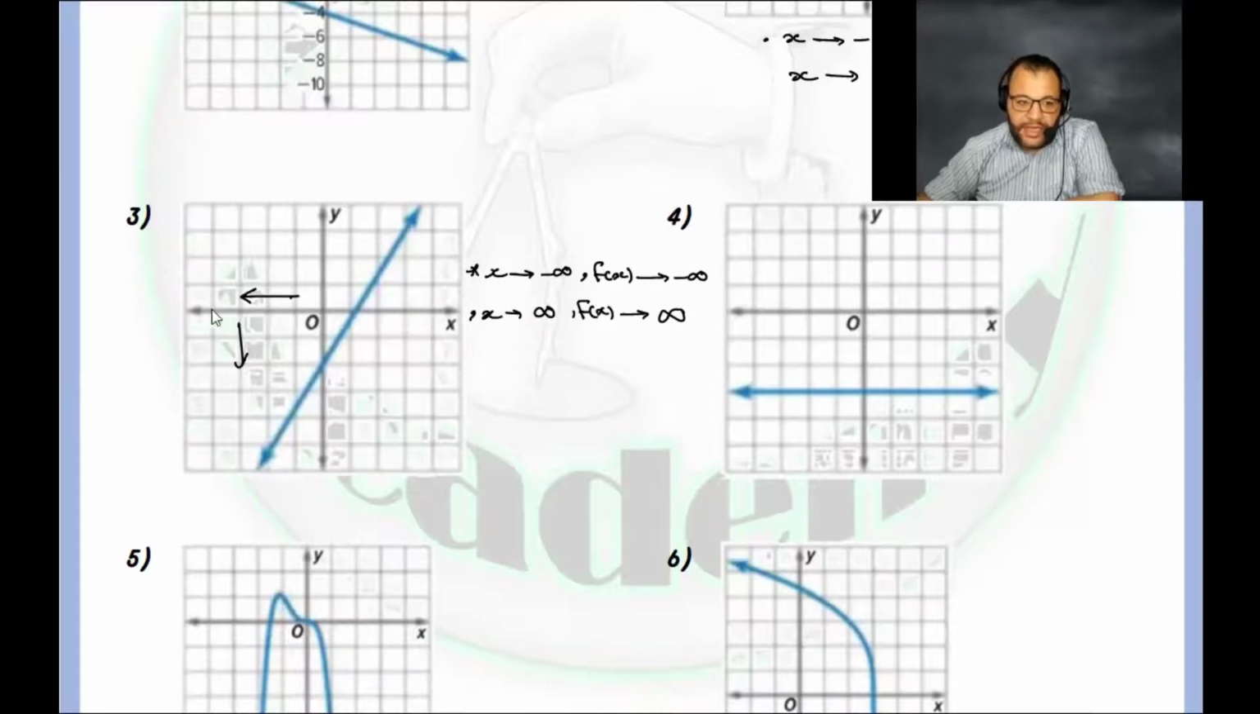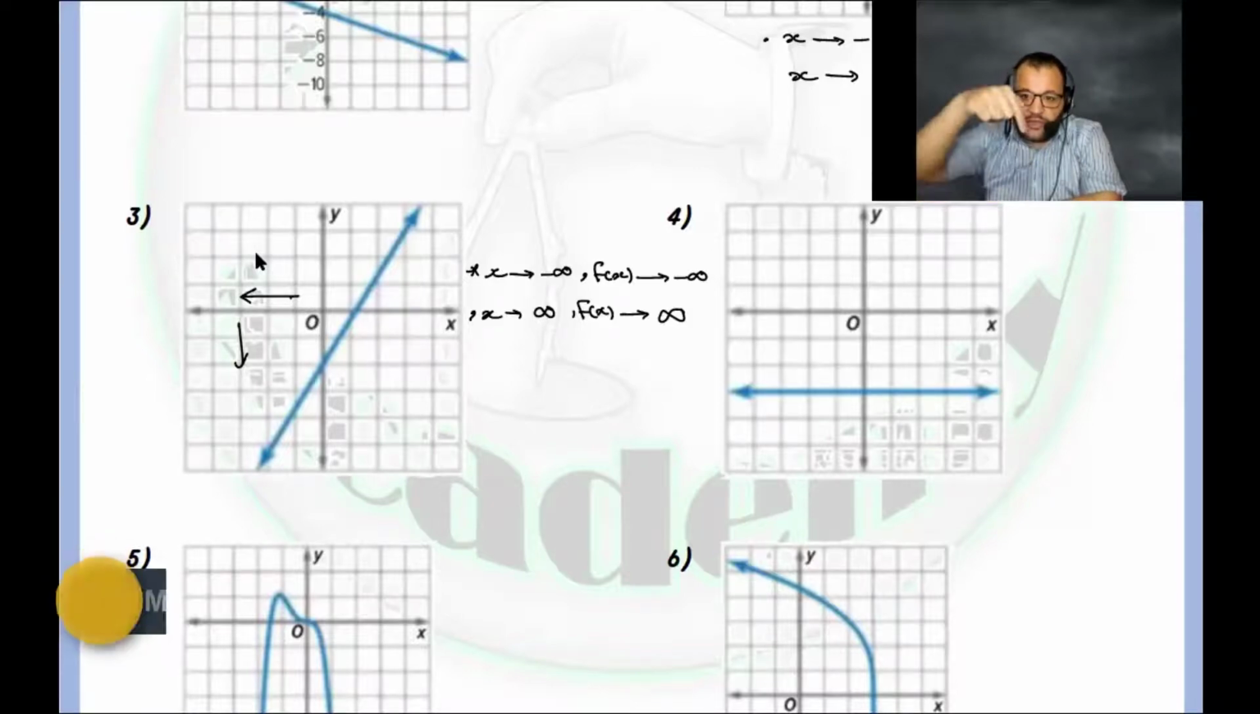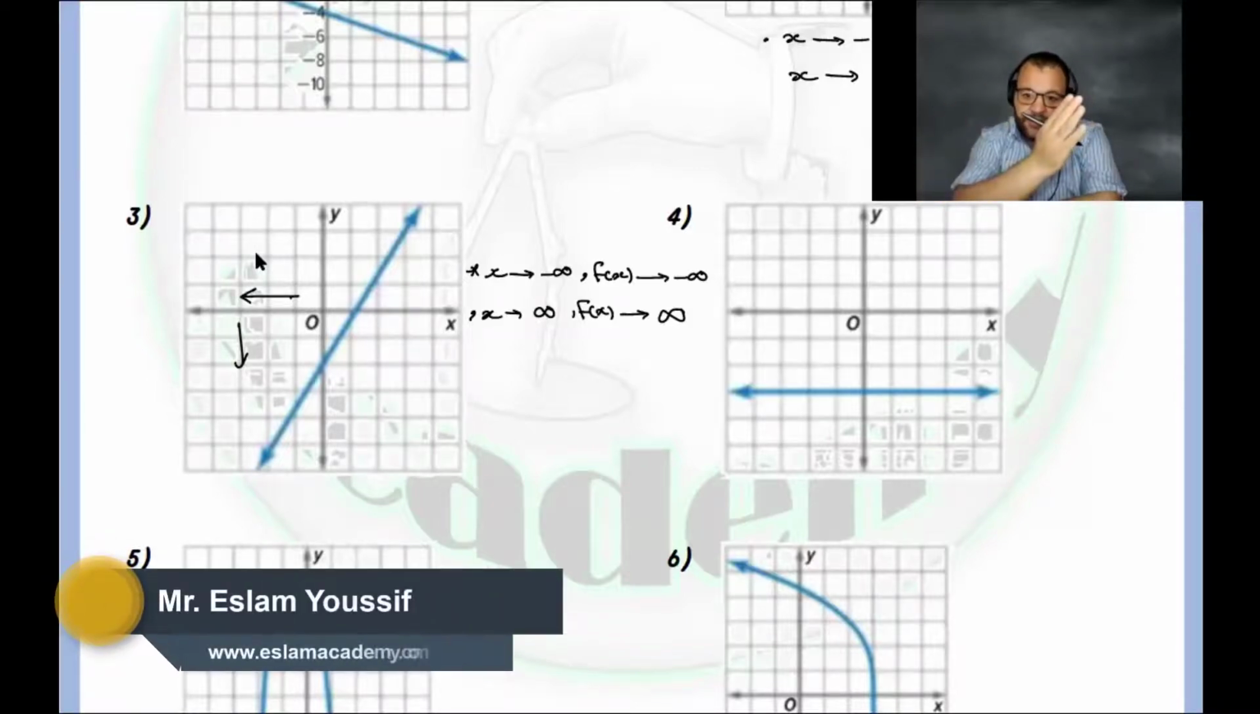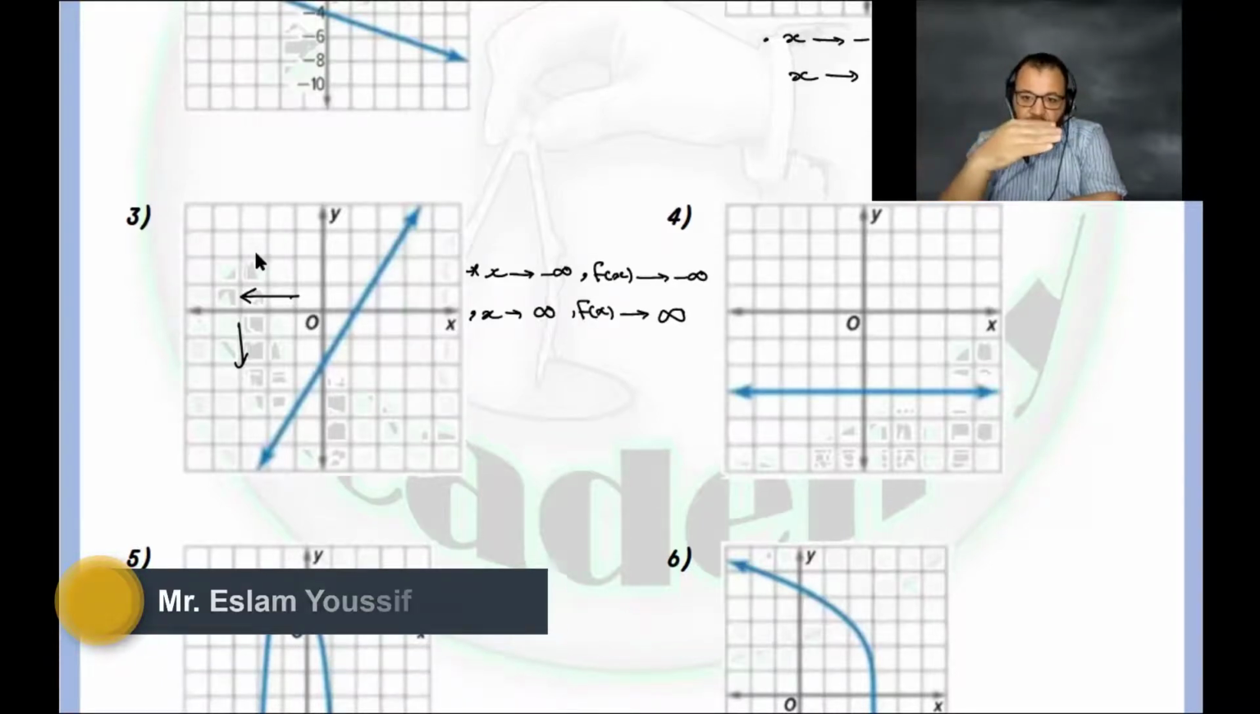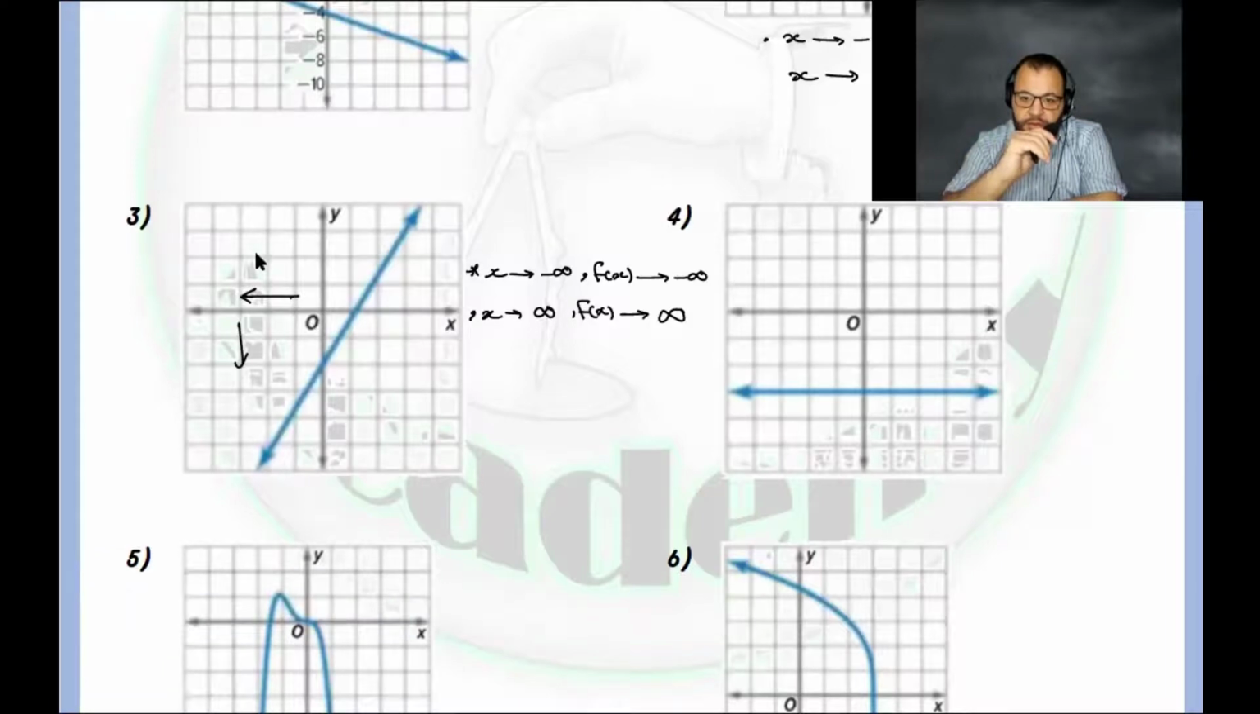Understand it? At the left side, you explained it, but in mathematical words. At the left side, the function is going down. Left means negative infinity for x, so x approaches negative infinity. But down means, for the function, which is y or f of x, that y or f of x approaches negative infinity. That's the difference between them.